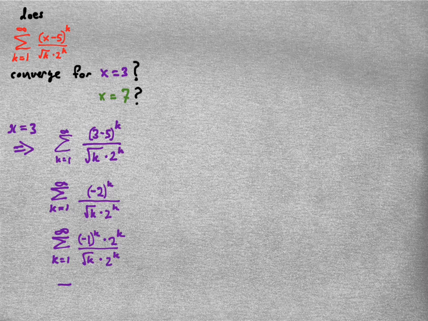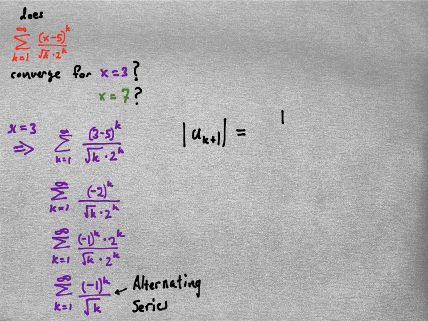Before I do that, I just want to point out the correct form. We pull out the negative 1 to the k power to show the alternating portion, and then we've got 2 to the k over 2 to the k, which cleans up real nice. That is an alternating series, so we're going to do the alternating series test.